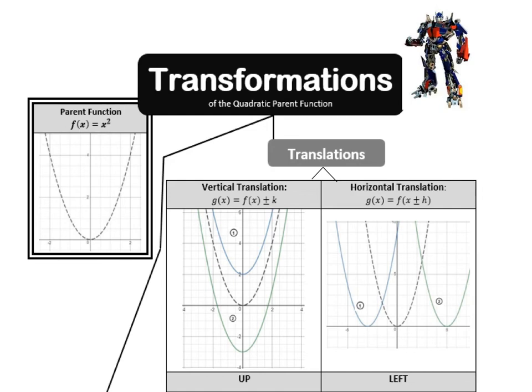I just got a picture of Optimus Prime. Yeah, Optimus Prime is here to teach us about transformations. He's the evil one. He tried to kill Bumblebee. Yeah, but he still is a transformer.